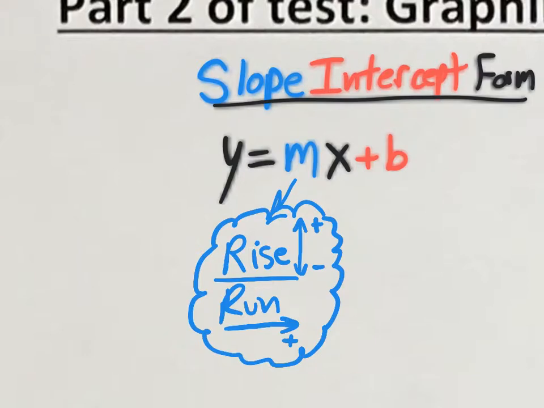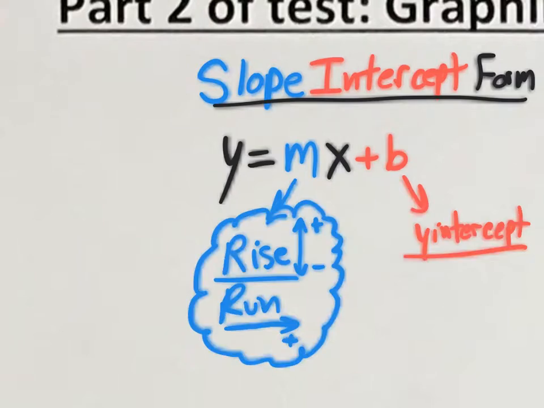Okay, so this is what we need to know with regards to slope, that it's a fraction, rise over run. Okay, and the b value, that's simply our y-intercept value. Okay, so what is the y-intercept? It's simply where it crosses the y-axis.